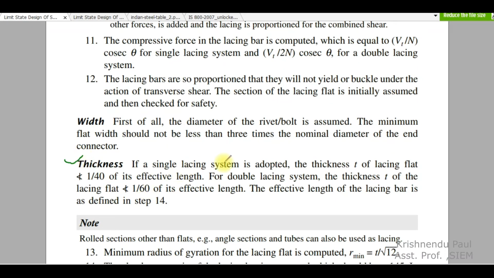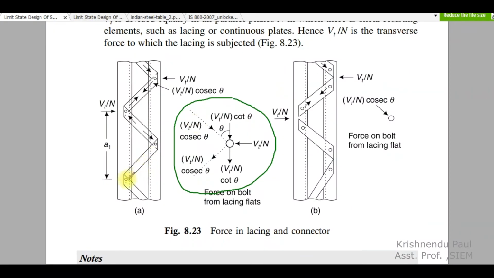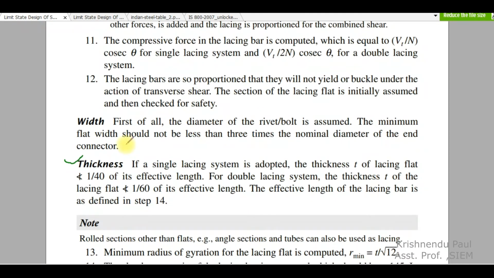For a single lacing system, and in our case it is a single lacing system, the thickness should not be less than 1 by 40 of its effective length. So you can see what the effective length is. This length, from this point to this point, is the effective length. How can you find the effective length? That is also discussed in the previous video lecture. Just go through that.